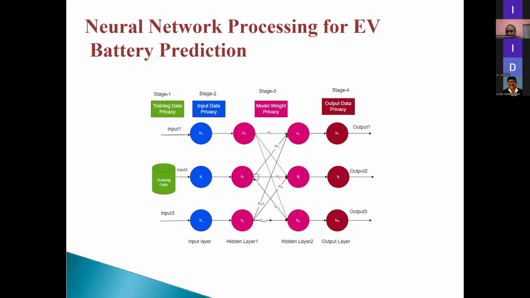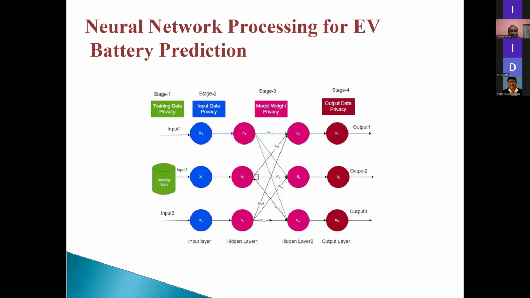In machine learning, we mainly have two phases: the training phase and the inference or testing phase. In the training phase, we have the training data set. Let us take the training data set maybe with a hospital, a bank, or a charging service provider. In these three applications, they have to provide privacy, so they will encrypt the data set so that it is not open to the cloud or any other people. That is called training data privacy.